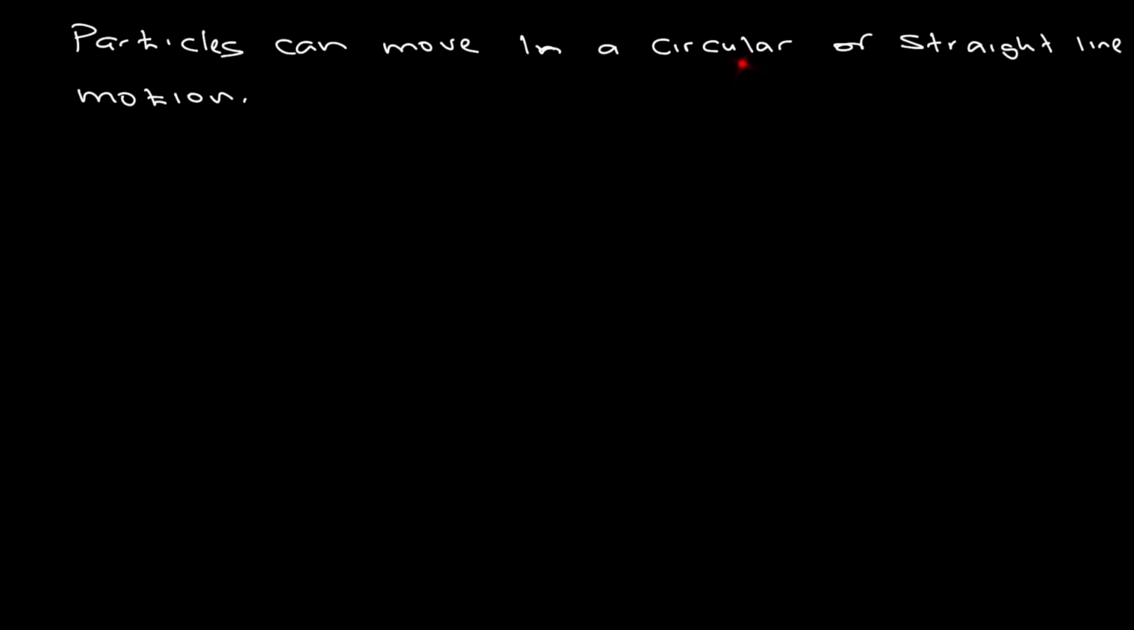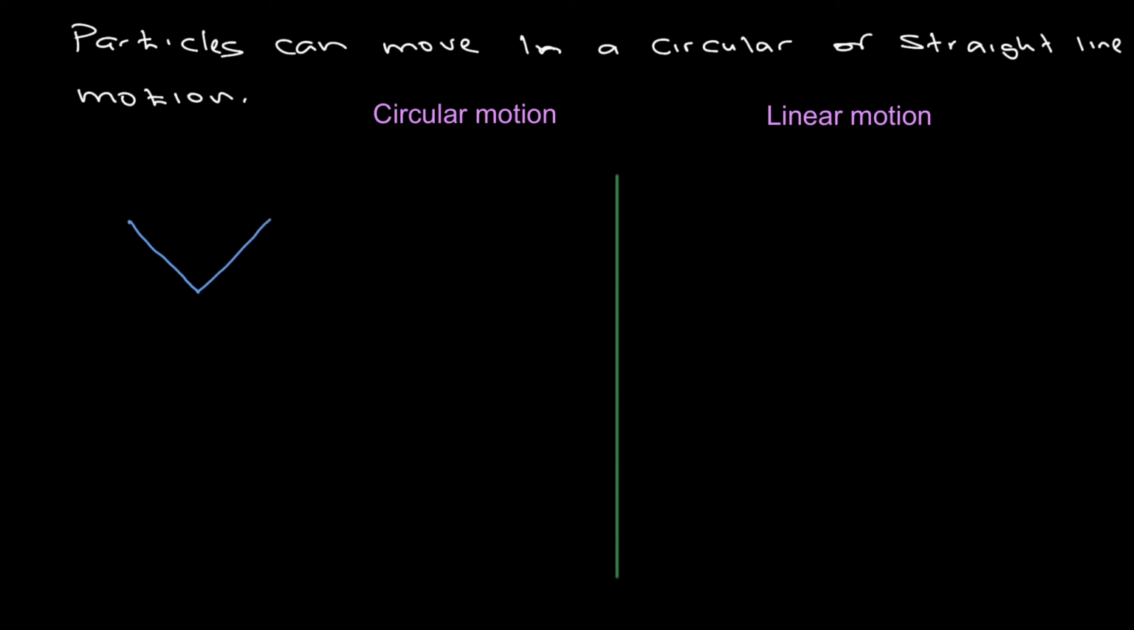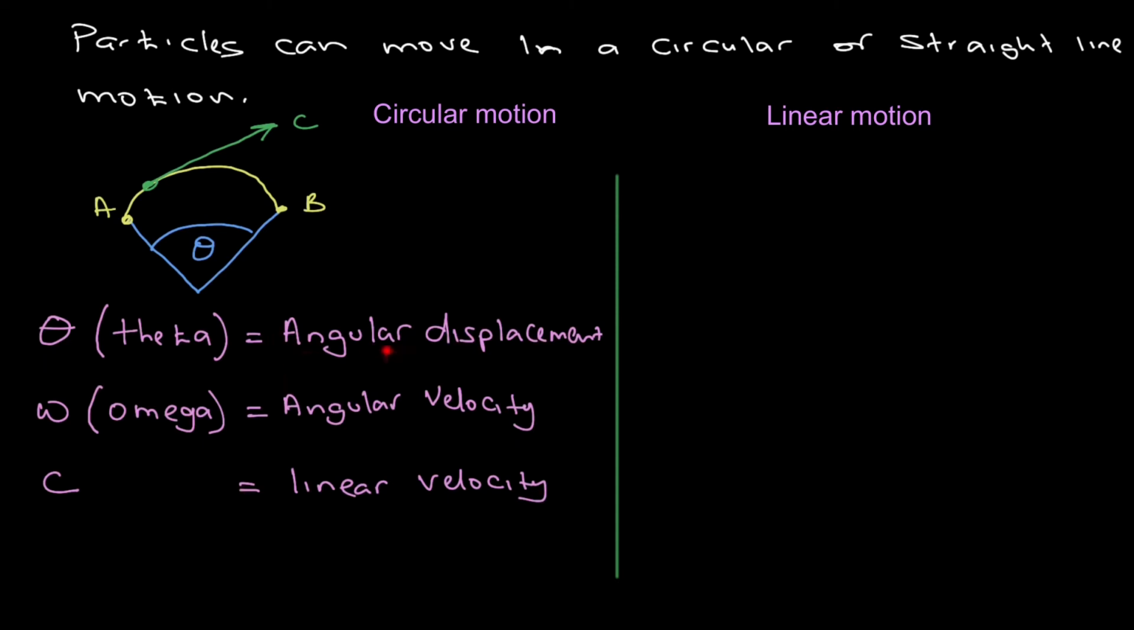Particles can move in a circular or straight line motion. For a particle moving in a circular motion, it will generate an angle theta, moving from point A to point B, and this particle, when released, can travel with a linear velocity c. Theta is the angular displacement, omega is the angular velocity, and c is the linear velocity. Omega equals angular displacement over time. Therefore, angular displacement equals omega t.